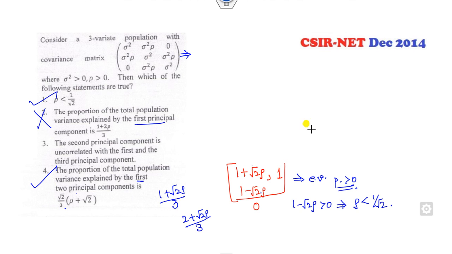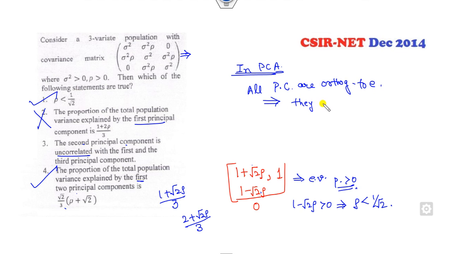Now look at the last concept, the second principal component. In principal component analysis, all the principal components are orthogonal to each other. If they are orthogonal, their dot product is 0, which means they are uncorrelated, but need not be independent. It is uncorrelated with the first and the third component. A, C, and D are the right answers.